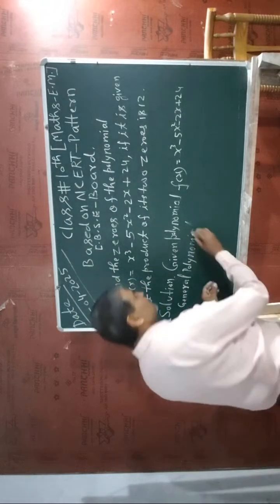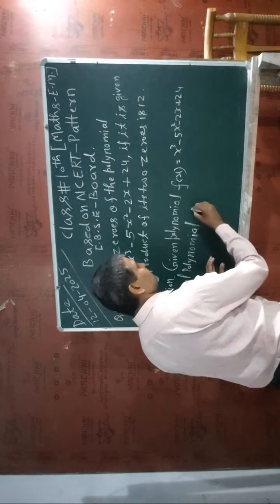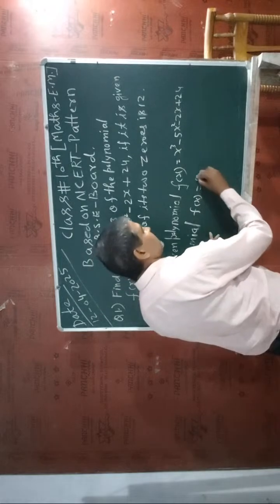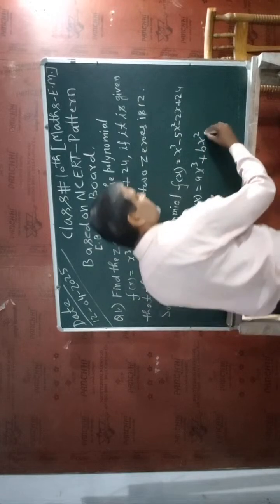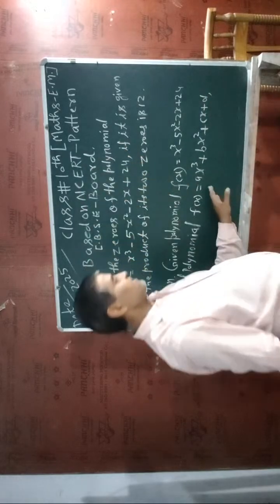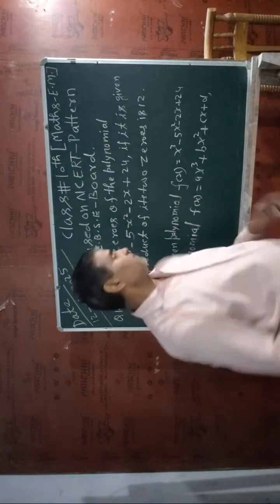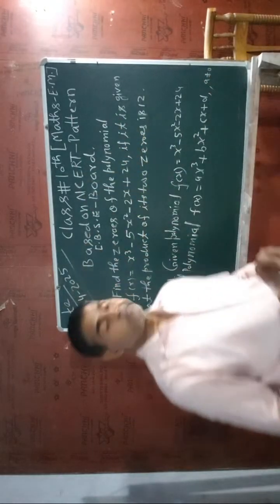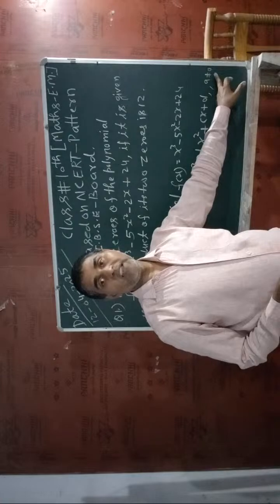You have to write here the general polynomial. General polynomial, you say f of x is equal to ax cube plus bx square plus cx plus d. This is called the general polynomial, where a, b, c and d are the constant terms, but in this polynomial a will not be 0.